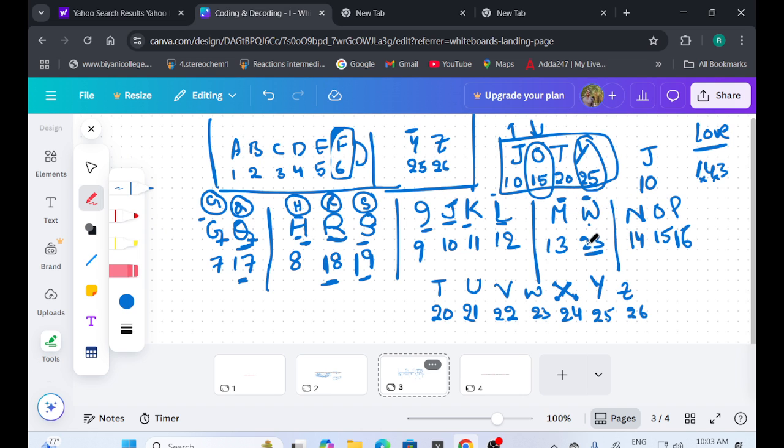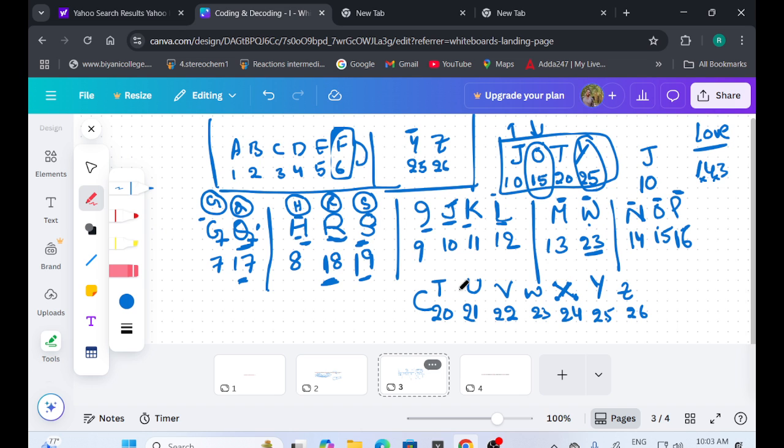W also looks like 3, it is 23. Then N, N is November, 14. O is 15. P is inverted 6, which is 16. Q has a tail 7, which is 17. R you close, it becomes 8, it is 18. S you semi close it, it becomes 9, it is 19.